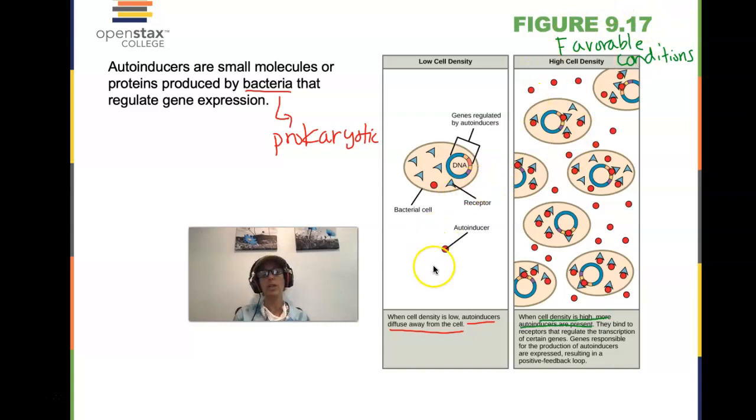One cell, not very many autoinducers, there's really no way for the cell to receive it, not much happens. Many cells, each of them producing the autoinducers, the receptors bind to that autoinducer. That in turn binds to the DNA and upregulates or turns on the rate of transcription of those genes that make the autoinducer.